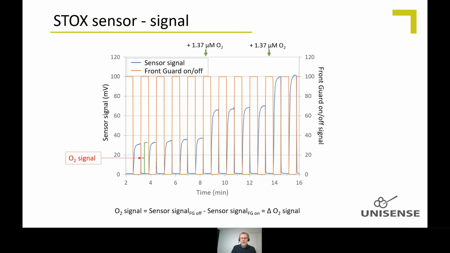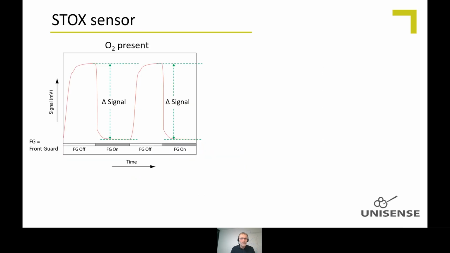So the signal we work with here, the oxygen signal, is actually the difference between the sensor signal with the front guard off and the front guard on. So we subtract the zero signal already from the start, and we call that the delta oxygen signal. And that, of course, increased when I added oxygen here. I'll show this in a bit more detail.